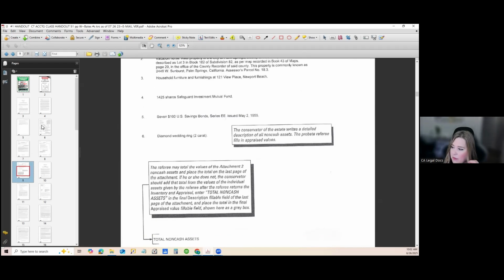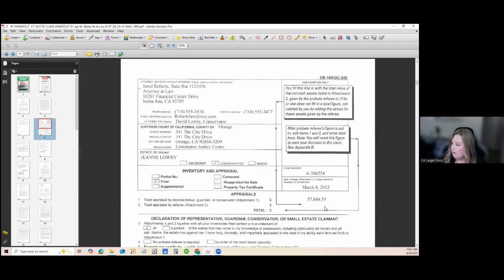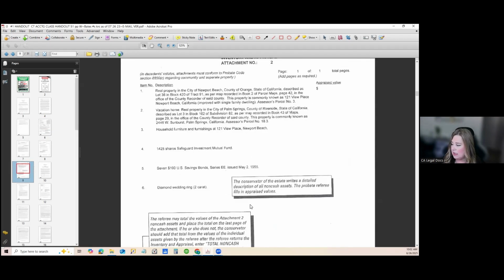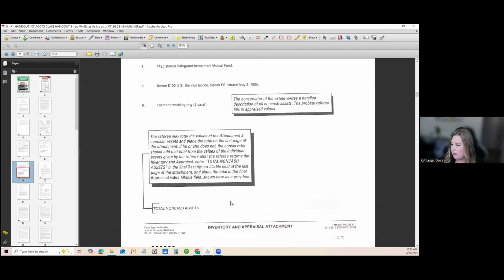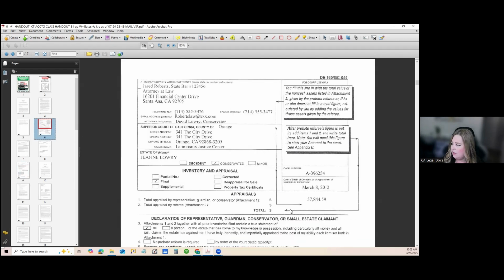Nope. Okay. Moving on. So I leave the attachment two section blank. I will tell you, when you get it back from the probate referee, they will put the value in here that they have listed on the bottom or listed in this section. They will automatically fill that part in here and they will total it. So they will take this number and their amount, and they will provide a total right down here.